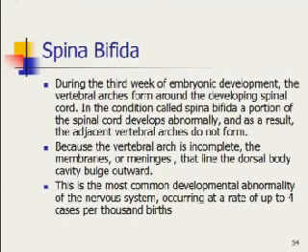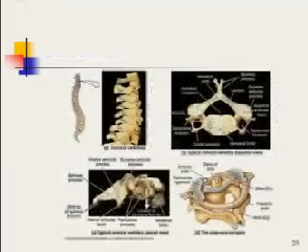Because the vertebral arches are incomplete, the membranes, or the meninges, that typically line the dorsal body cavity will bulge out. This is the most common developmental abnormality of the nervous system, occurring at a rate of about 4 cases per 1,000 births.